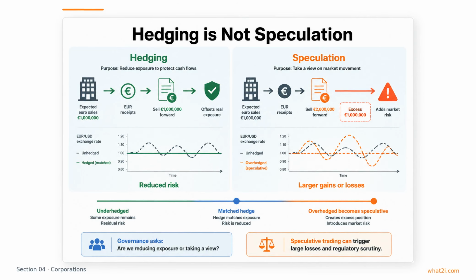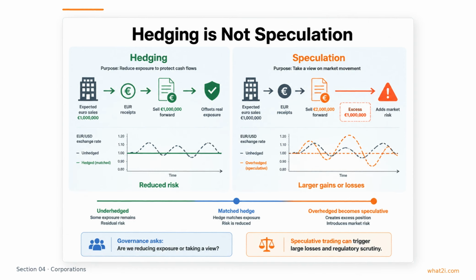The line between hedging and speculation is one of the most important distinctions in corporate finance. A hedge offsets an exposure the business already has, such as future euro revenue or variable rate borrowing costs. Speculation, by contrast, adds exposure in the hope of profiting from a market view.